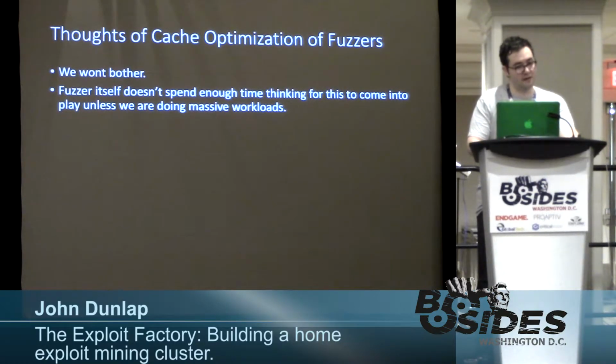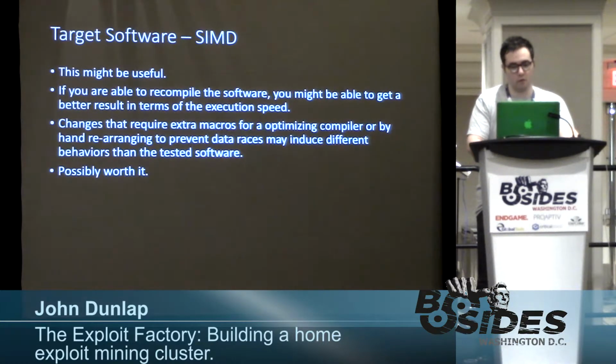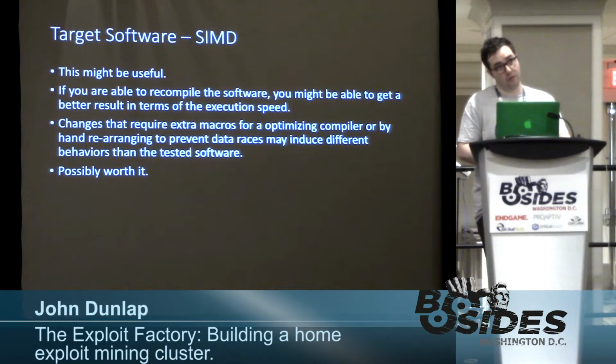We're not going to bother with cache optimization for the fuzzer itself. Again, it's probably not going to work out. What about the target software? Is it possible that we might be able to safely recompile the target software with optimization so we spend less time in it when we're running our fuzz test case?